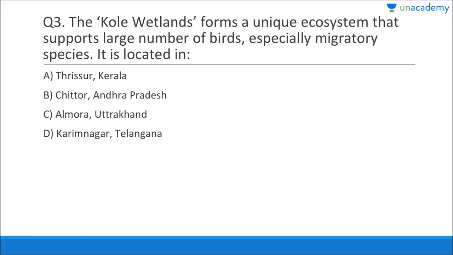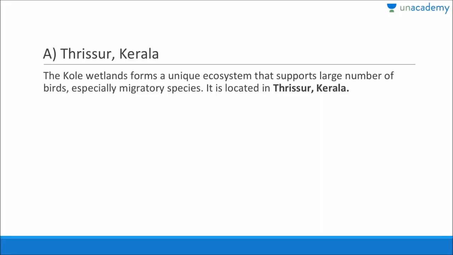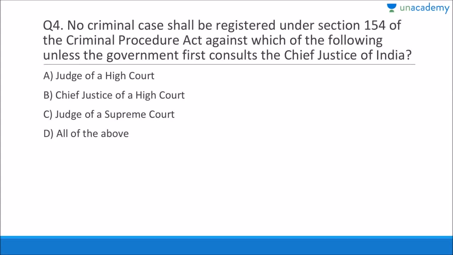Question number 3. The coal wetlands, they form a unique ecosystem that supports a large number of birds, especially migratory species. And it is located in? So the answer here is A, Thrissur, Kerala. The coal wetlands form a unique ecosystem that supports a large number of birds, especially the migratory species, and it is located in Thrissur, a place in Kerala.